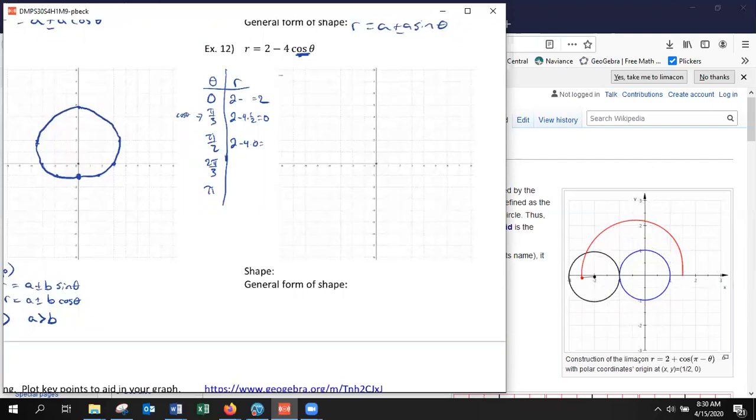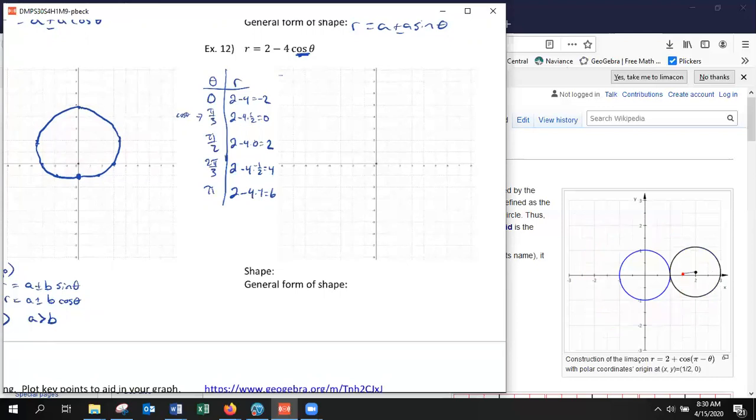And it just occurred to me that I had those backwards. So this is 2 minus 4, which is negative 2. 2 minus 2, which is 0. 2 minus 4 times 0, which is 2. And let's continue on. 2 minus 4 times negative 1/2. So that is 2 plus 2, which is 4. Then 2 minus 4 times negative 1. So 2 plus 4 is 6.